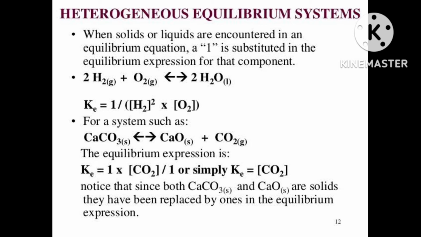Very easy. For example, for NH3 they have given 1.2 into 10 to the power minus 2 M. So for NH3 you write (1.2 into 10 to the power minus 2) to the power 2. For nitrogen they have given 1.5 into 10 to the power minus 2, so you write this value. And for hydrogen they have given 3.0 into 10 to the power minus 2, to the power 3.